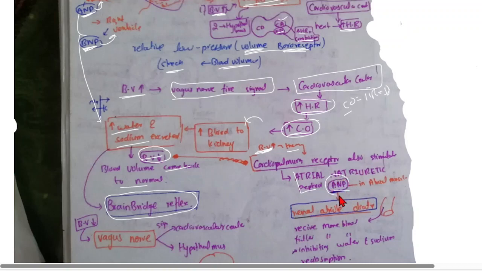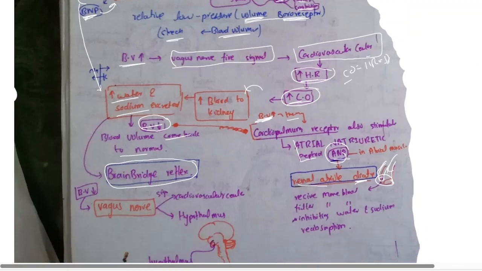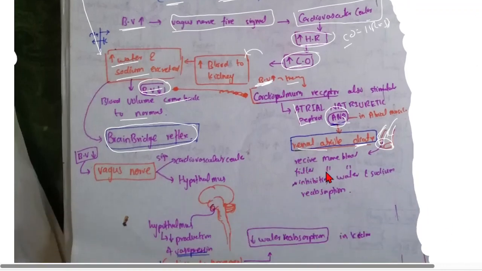And what is the function of ANP? ANP causes renal arteriole dilation. For example, this is a renal arteriole. It increases its diameter. When the diameter increases, more blood comes in, so relatively more blood is filtered. As a result, more blood is filtered, inhibiting water and sodium reabsorption. There is no water and sodium reabsorption occurring.